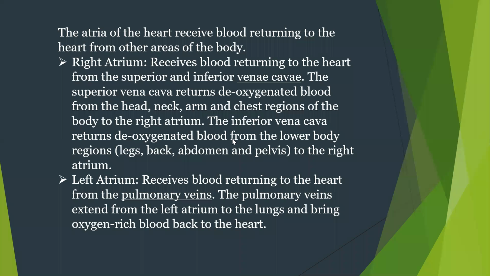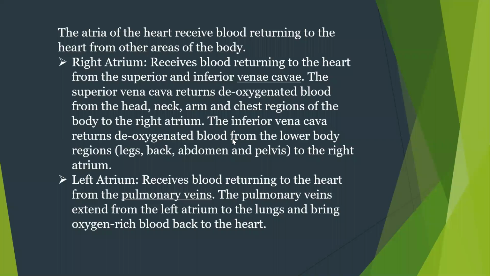Now the left atrium. We did the left ventricle, and the left ventricle was giving good blood, oxygenated blood, to other parts of the body. So what happened in the left atrium? The left atrium receives the blood returning to the heart from the pulmonary veins, and the pulmonary veins extend from the left atrium to the lungs and bring oxygen-rich blood back to the heart.